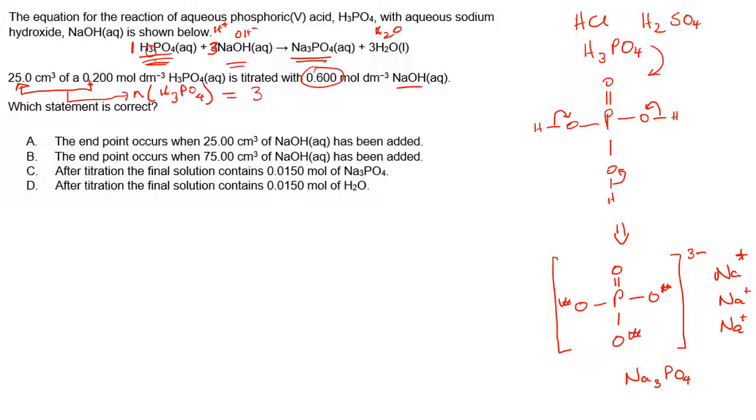Or there's a quick way of doing it, noticing that there is a 1 to 3 ratio between 0.2 and 0.6, and so the volume is just going to be 25. So either calculate it out in full or notice the 1 to 3 ratio in the concentrations. Either way, you get the answer A. So that's your correct answer.